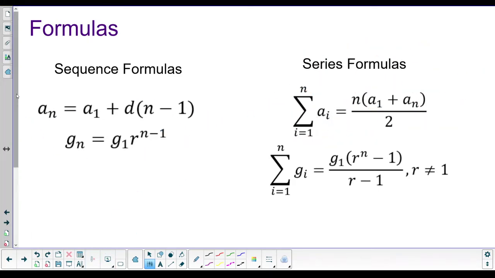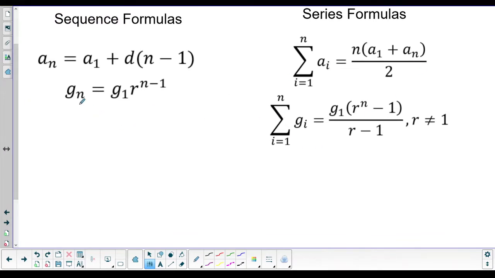Okay. Likewise, for a geometric sequence, the sum of all the geometric terms starting at the first one, ending at whatever one you want, n, is the first term times the thing you're multiplying by to the power of n, which is the same as that number right there, minus 1, divided by r minus 1.